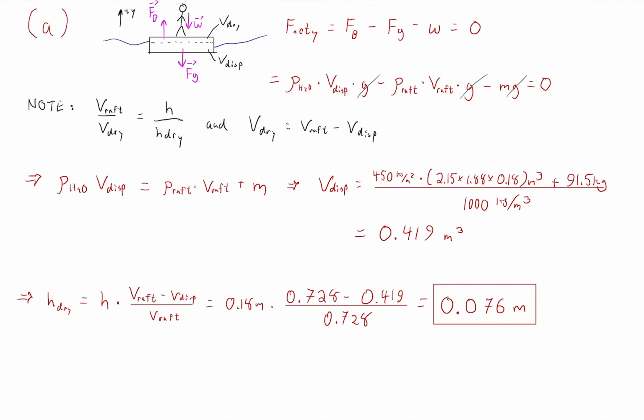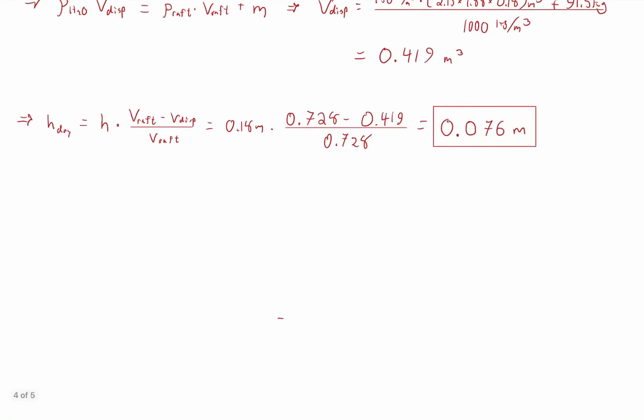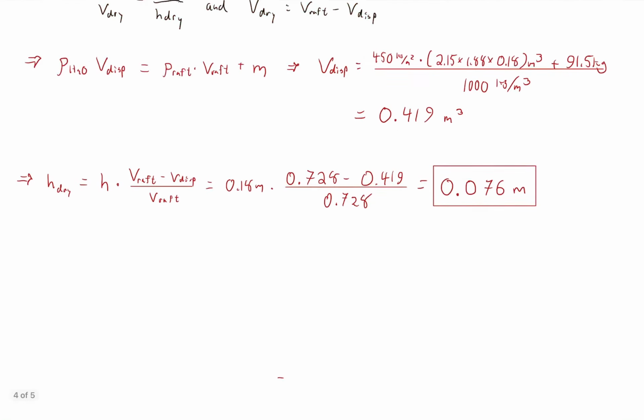So about half of the raft is sunk beneath the water line, and another half is above the water line. Kind of a good way for a raft to float. Seems about right. There wouldn't be too much sloshing over the side, maybe. All right, so now let's look at part B.